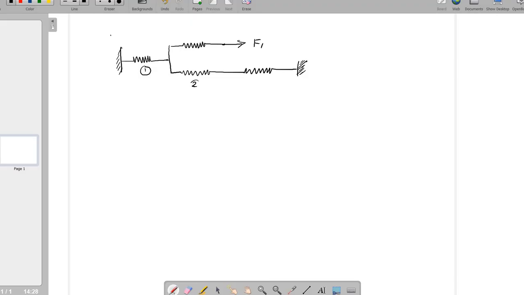So this is element number 2 with the stiffness constant K2. First one is K1, the second one is K2, the third element is K3. So these are the nodal points. These are the nodal points. So we have to number the nodal points.